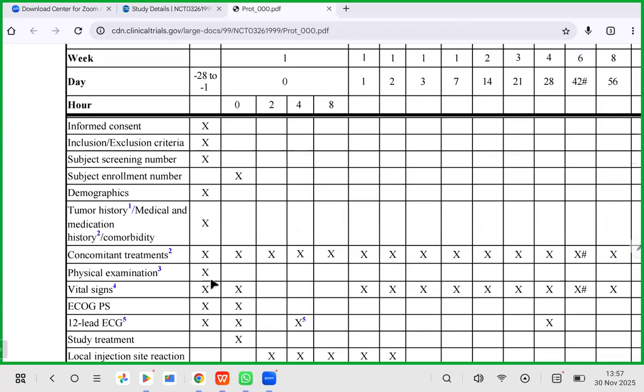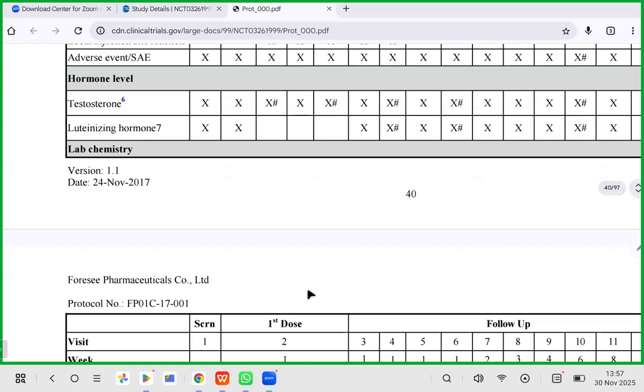From this, the ones who read the protocol will understand the clinical trial in a better way: when the trial starts, when the trial ends, what kind of data will be taken, what is the objective of the trial, what is the primary objective of the trial, what is the secondary objective of the trial.